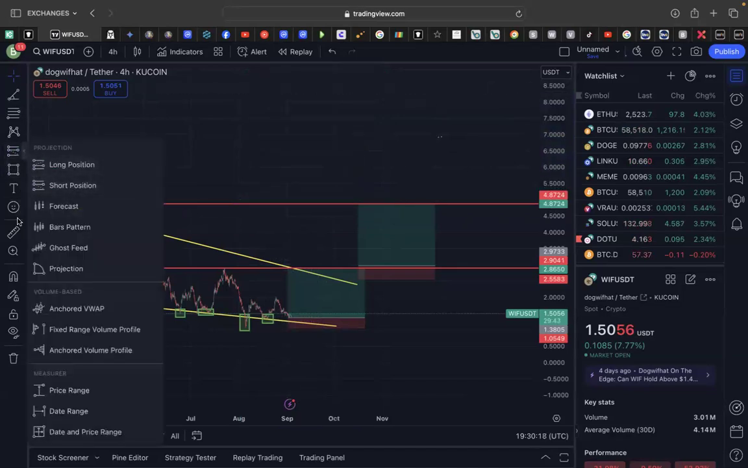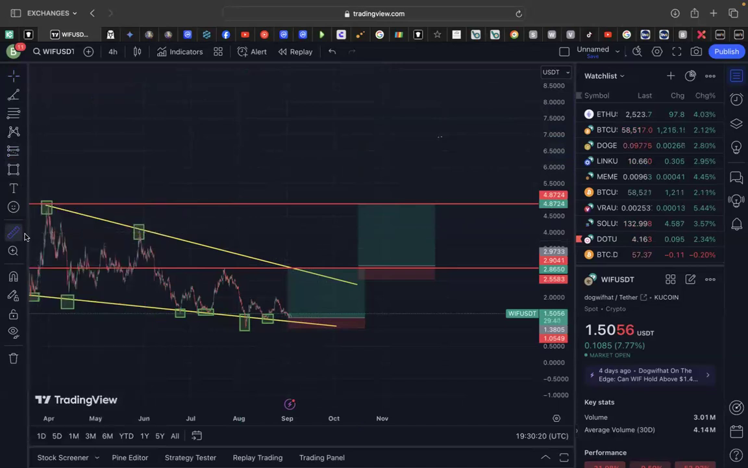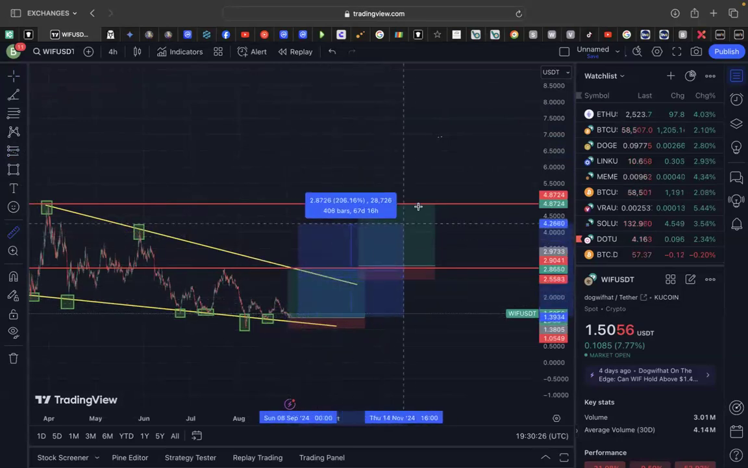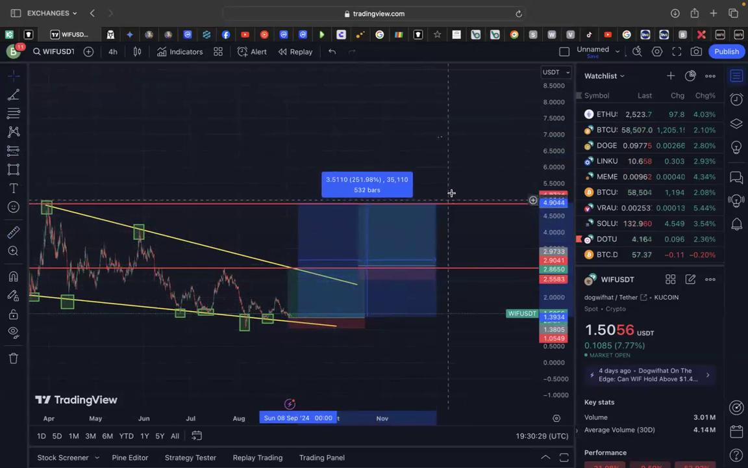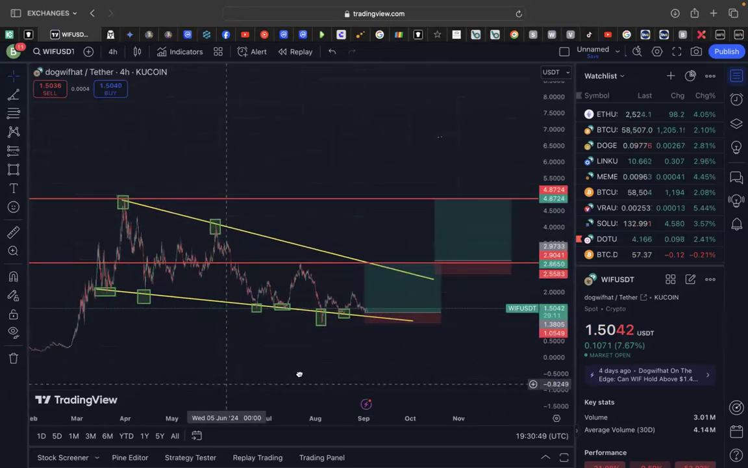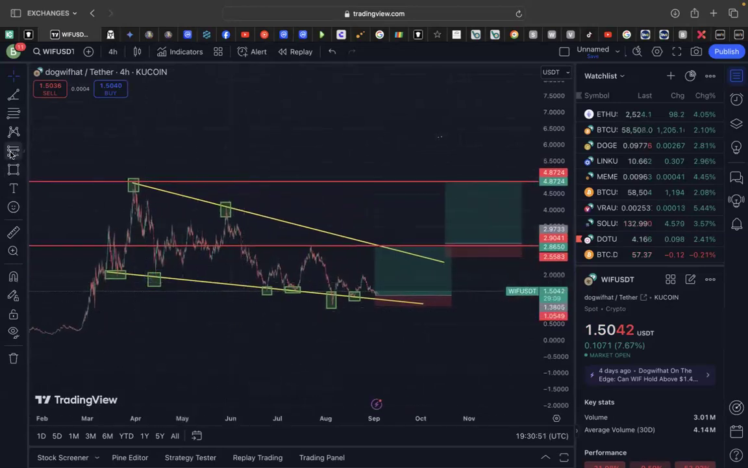Very, very useful. Then we have the measure. This is the ruler, measuring the movement from down here to up here, and also giving me the duration: 532 bars, meaning 532 four-hour candles. Those are basically the only tools I use. Some people use other tools, but those are the ones I mostly use.